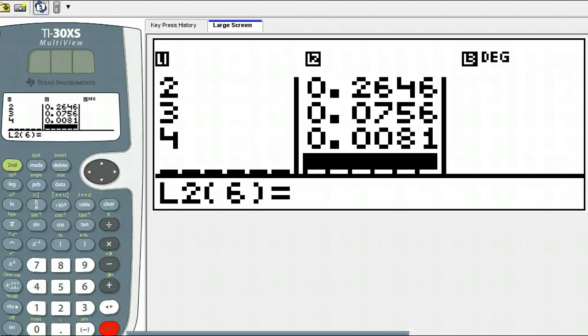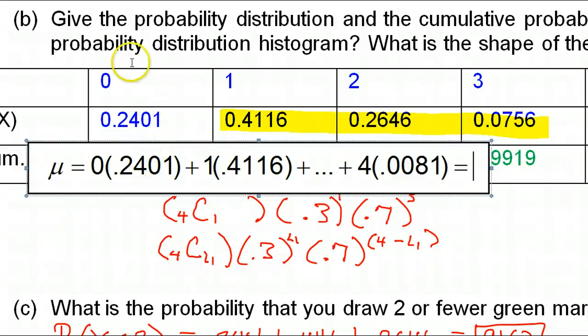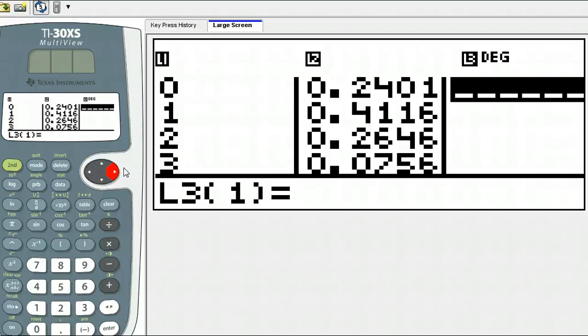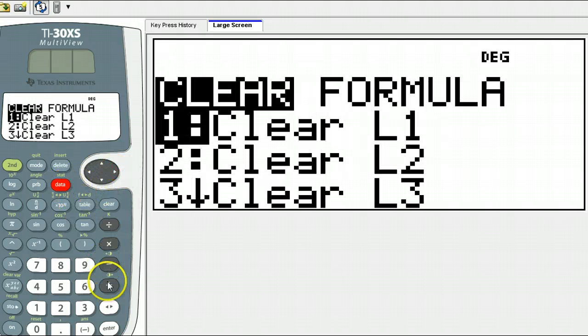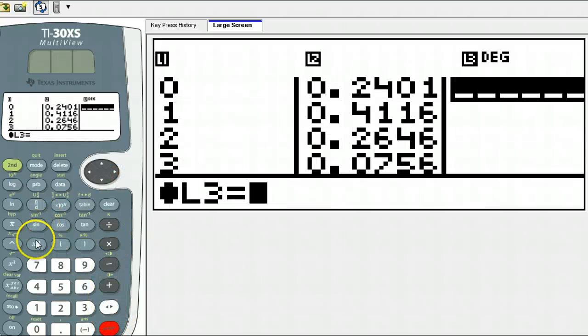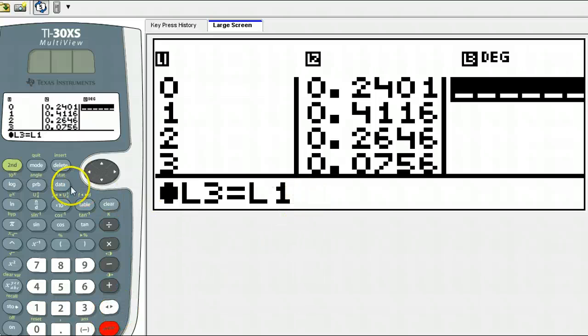Now, like we just saw, for the mean, we do all the x's times the p's. So in this case, it's going to be list 1 times list 2. So we'll let list 3 be the formula. If we hit data, switch over to formula, add a formula, and x's and p's. So data, list 1, times list 2, so data and 2.